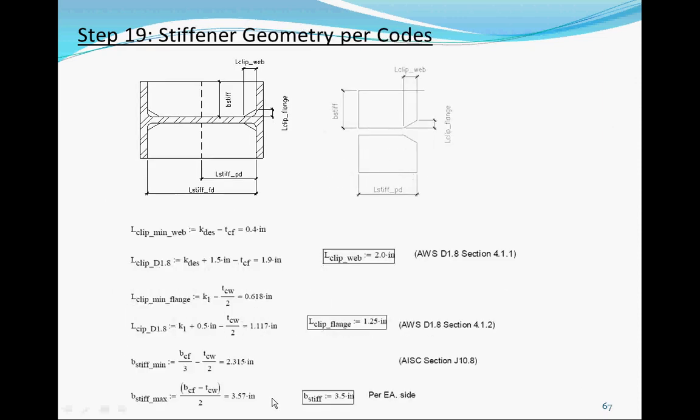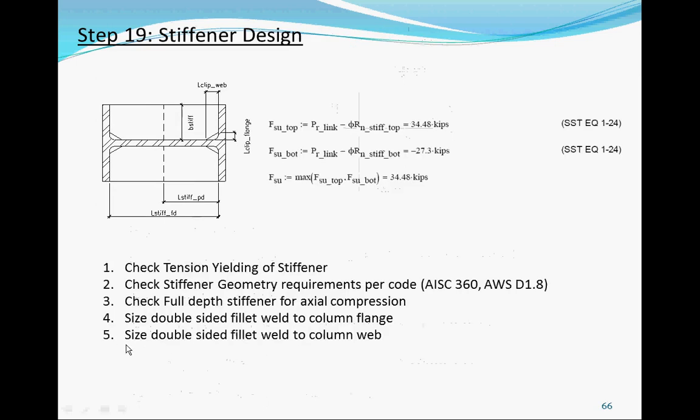So let's start with the geometry first. I'm doing it backwards. Let's check step 2, not backwards. Just find out the stiffener geometry first, then check for yielding of the stiffener.